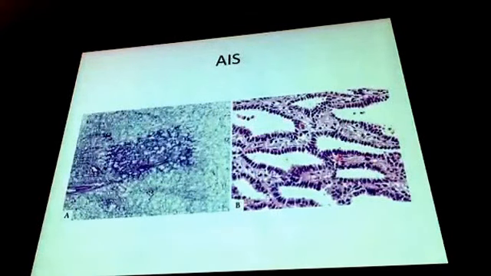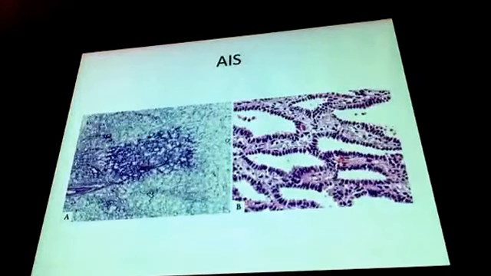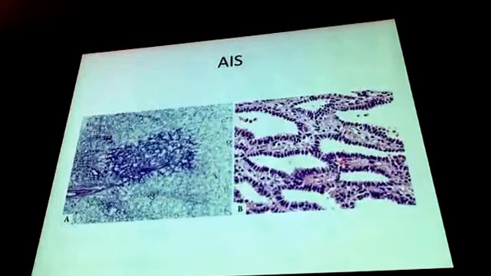And there's no thickening. The alveolar walls here are not appreciably thickened. The alveolar spaces are still preserved, even though the lining cells are atypical. Here's a higher power. You see still a thin wall, but these atypical cells. This would be the more conventional cell type. There are also a mucinous variety of adenocarcinoma in situ.